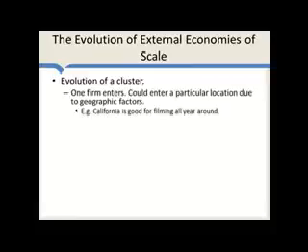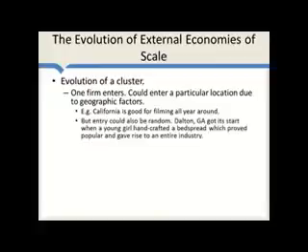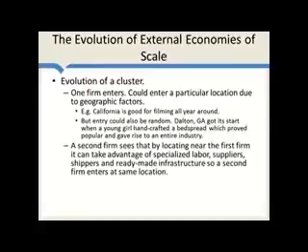So typically, first one firm enters, and it might enter at a particular location due, let's say, to some geographic factors which lower its costs modestly in that location. So for example, California is good for filming all year round, so it made some sense for an early movie studio to begin in California. The first entrant doesn't have to have cost advantages, however. Dalton, Georgia got its start when a young girl handcrafted a bedspread, which proved particularly popular. She got her friends making similar bedspreads, and this gave rise to an entire industry.